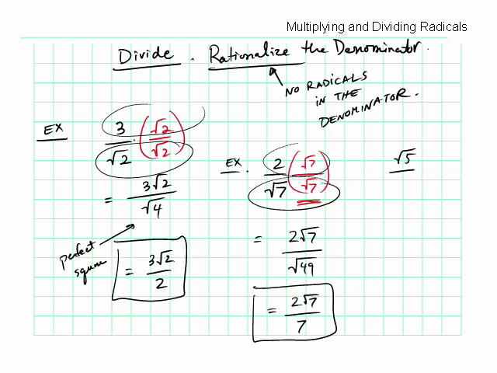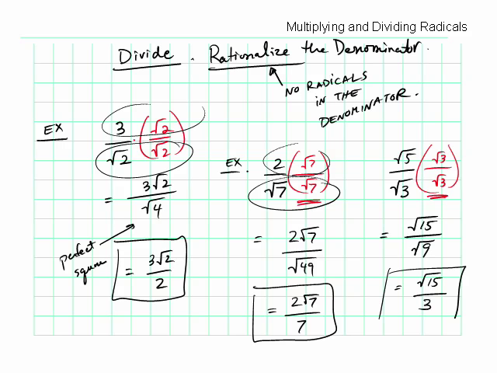Square root 5 over square root 3. Okay, to get rid of the radical, I'm going to multiply by square root 3 over square root 3, like that. In the numerator, I'm going to have the square root of 5 times 3, which is 15. In the denominator, I've got the square root of 9. The square root of 15 cannot be simplified. However, the square root of 9 is 3, and I've rationalized it. All right, moving on, a couple more.